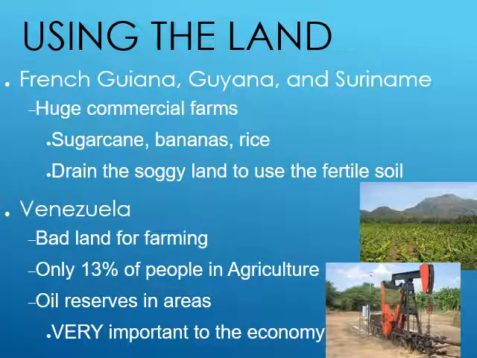French Guiana, Guyana, and Suriname have huge commercial farms. So these giant farms that are owned by people outside of the country are mostly creating crops that are for export, so cash crops. They're not expecting to eat these things, they're expecting to sell them for money. And these cash crops that are common in this region are sugar cane to make sugar, bananas and rice, because they can take this soggy land that is mostly underwater and drain it, and then underneath that water there's this very fertile soil from all of the water leaking nutrients into it.